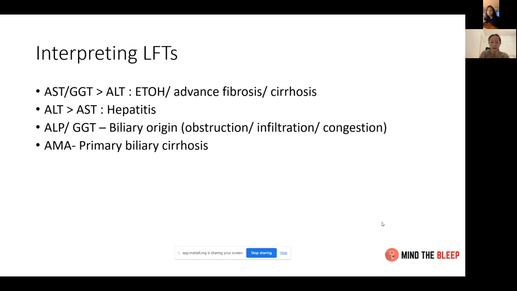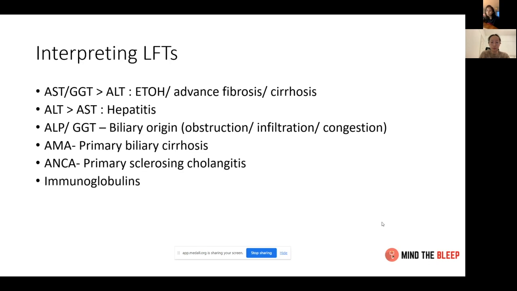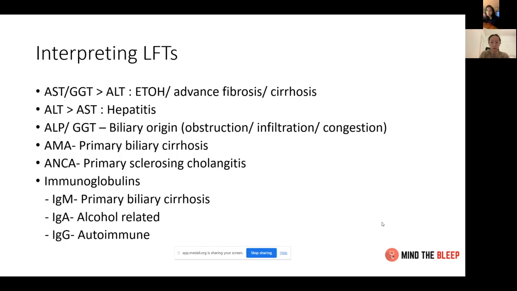And then the antibodies, I've just focused on the ones that have repeated questions on. So the anti-mitochondrial antibody would make you think that it's primary biliary cirrhosis, or the anti-neutrophil cytoplasmic antibody would make you think primary sclerosing cholangitis. And then you've got immunoglobulins. So you have IgM, which you would think primary biliary cirrhosis, IgA, alcohol, and IgG, autoimmune diseases.